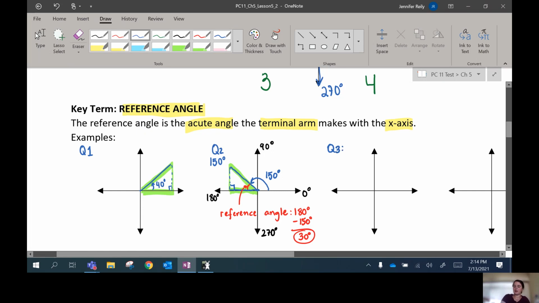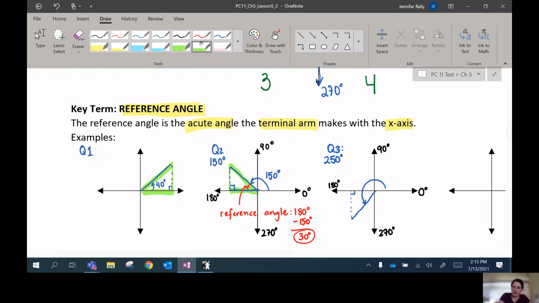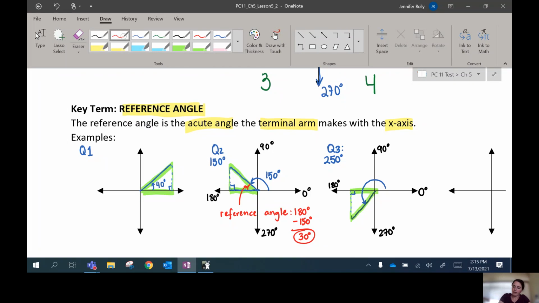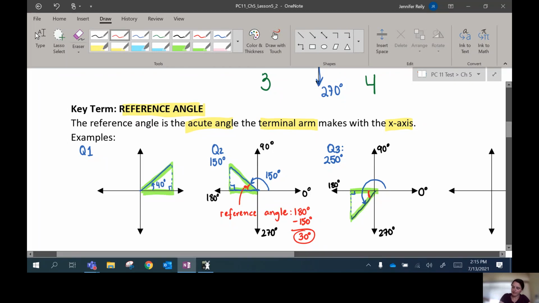This time, let's say I am doing the angle 250 degrees. So let's label our base angles again, 0, 90, 180, 270. So 250 would be in the third quadrant. Okay. And we want to create that nice little right triangle so that we can do our trigonometry later on. And we're always creating that right triangle with the x-axis. So my reference angle would be here.